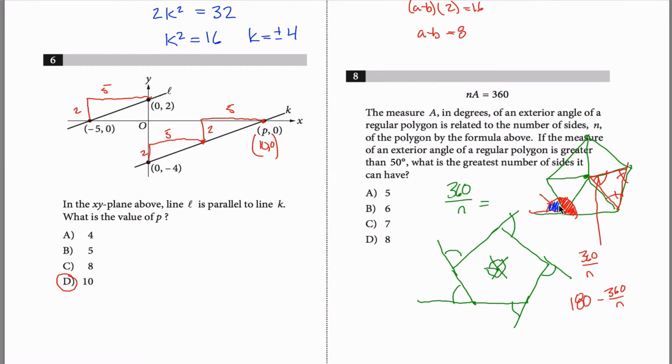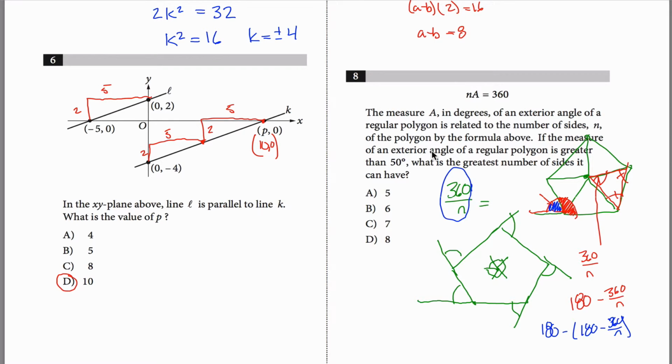I could just say it's 180 minus the red shaded angle. It's 180 minus this, 180 minus 360 over n. But wait a minute, 180 minus 180, those just cancel out. The negative goes over here, and we get the same formula, 360 over n. Anyways, if you happen to know that the measure of an exterior angle for a regular polygon is always 360 over n, then the problem becomes relatively easy.